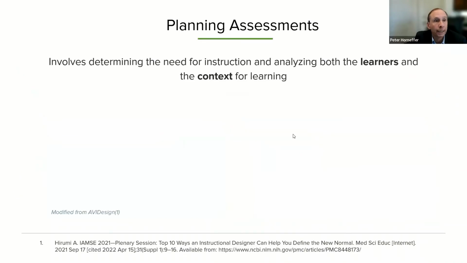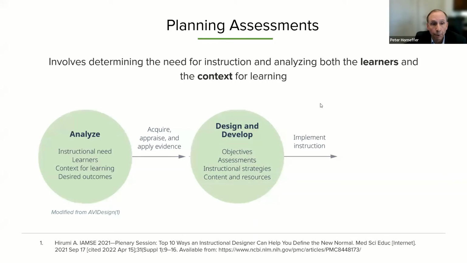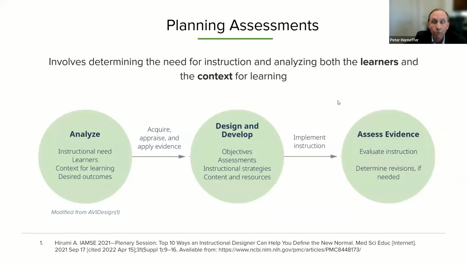So in terms of planning assessments, it involves determining the need for instruction and analyzing both the learners and the context for learning. So it's important to know who your learners are and what the context is, to analyze the instructional needs, design and develop your objectives, assessments and instructional strategies, and then assess the evidence and evaluate the instruction. This is alluded to in one of the comments that was just made, that you can use this as a tool to improve your teaching.